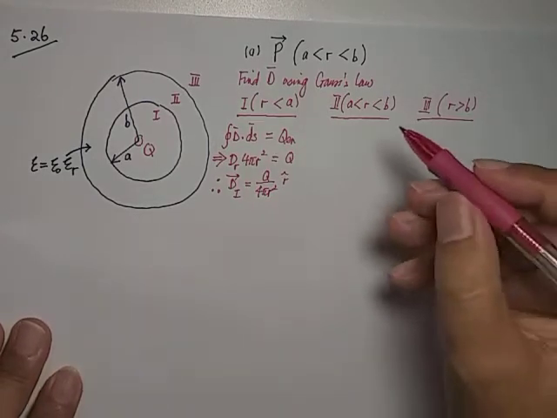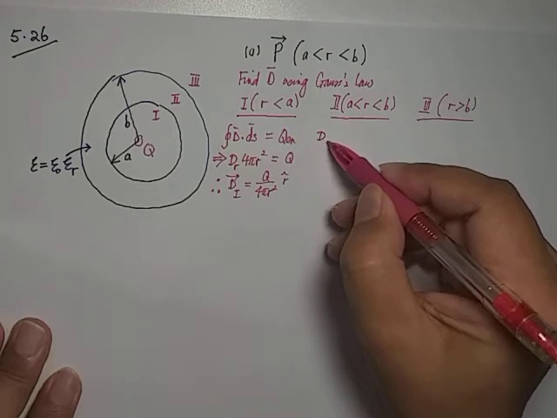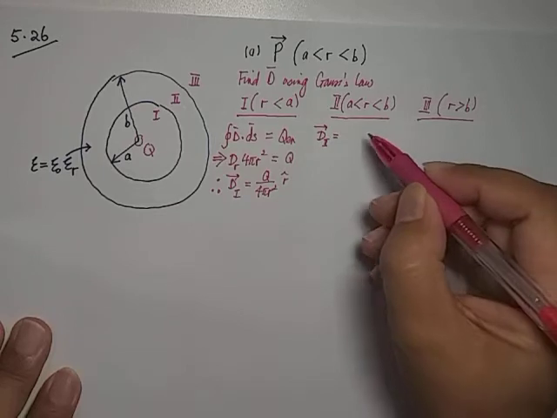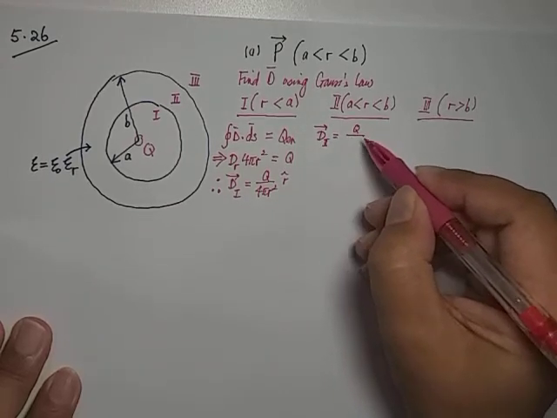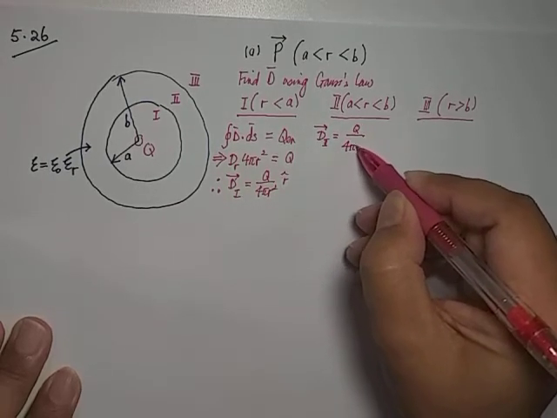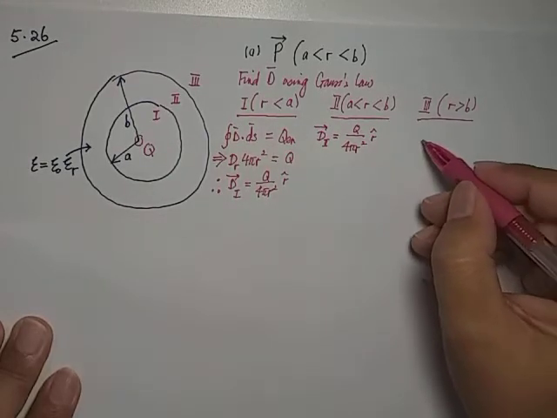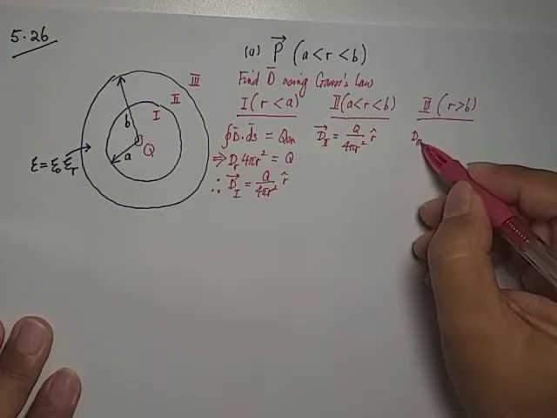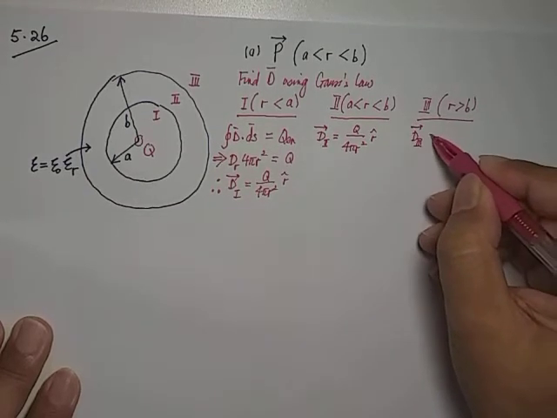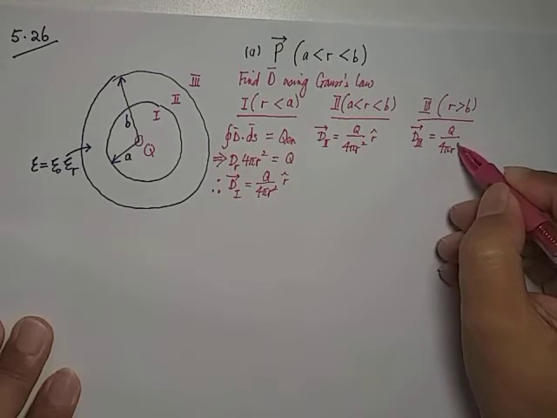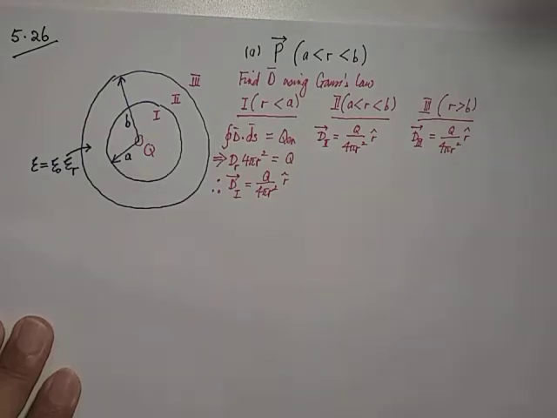And for D2, it's going to be the same. If you repeat the same method, building the Gaussian profile and solving the mathematics of Gauss's law, you're going to end up with the same solution, Q over 4 pi r squared in the r direction. Similarly, for region number 3, D3 is going to be equal to Q divided by 4 pi r squared in the r direction. Okay, that's done. That's finding the D. So next we need to find the E.